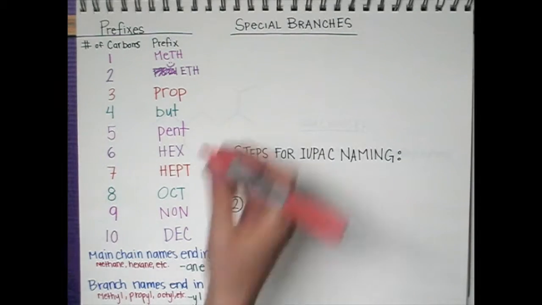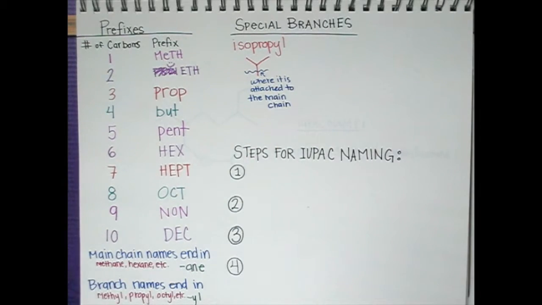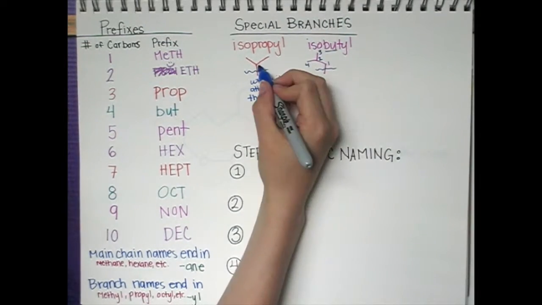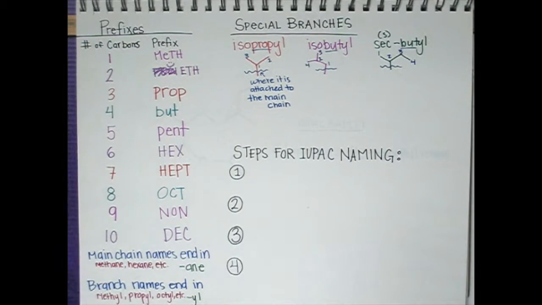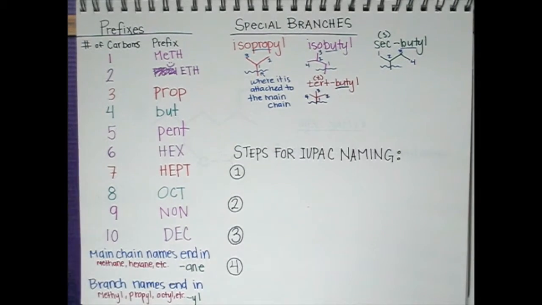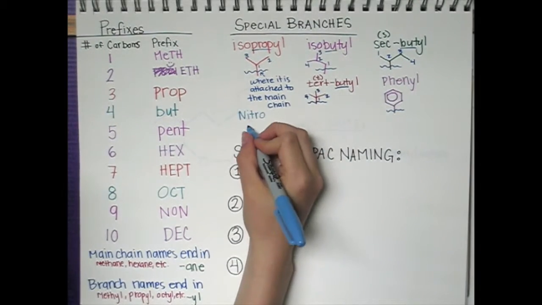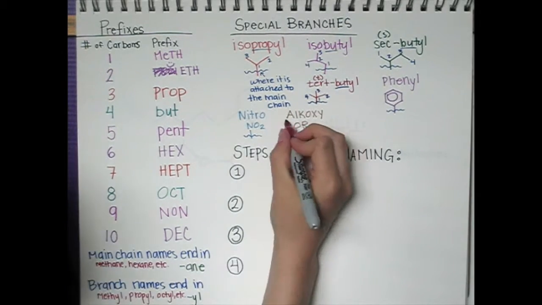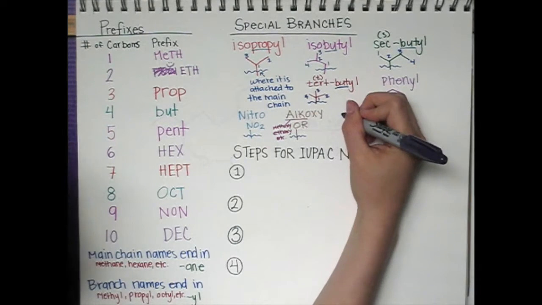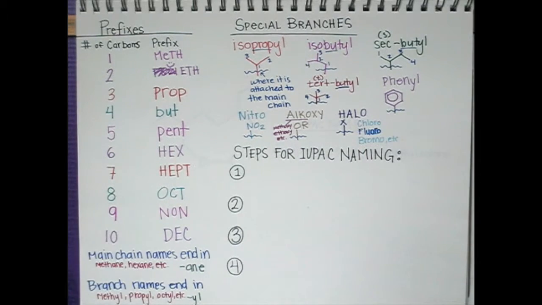We have some special branches we need to know about, such as isopropyl, isobutyl, sec-butyl, tert-butyl, phenyl, nitro, alkoxy. Depending on what the R group is, it would either be methoxy, butoxy, non-oxy. Halo, which are halides, so fluoro, bromo, chloro, etc.